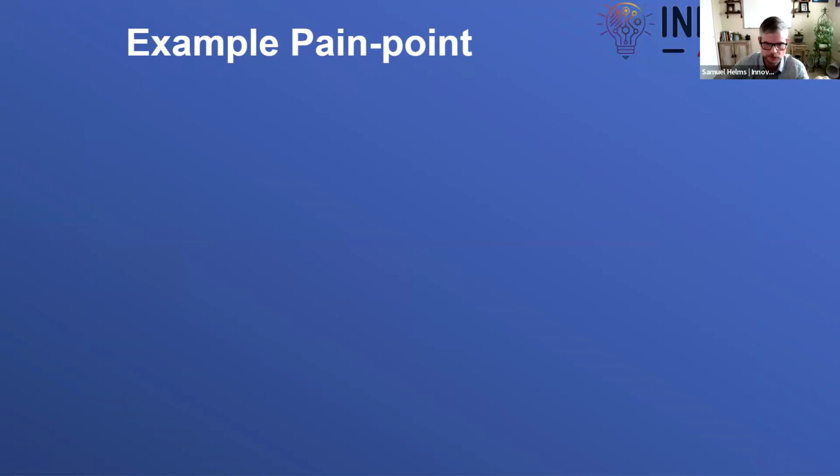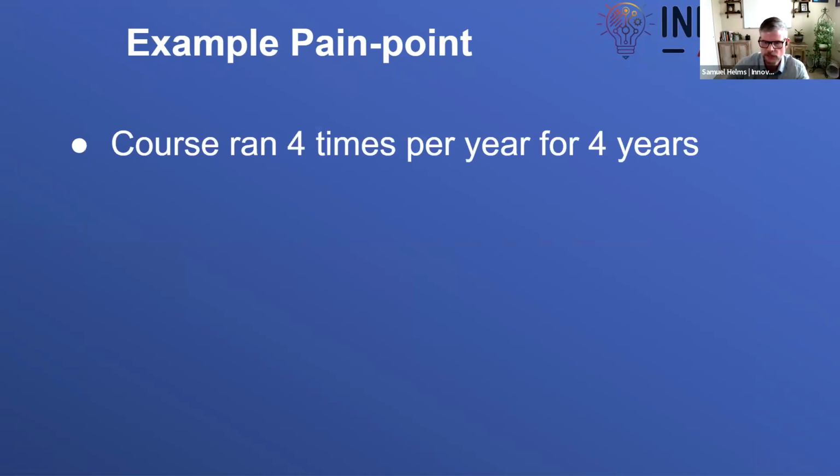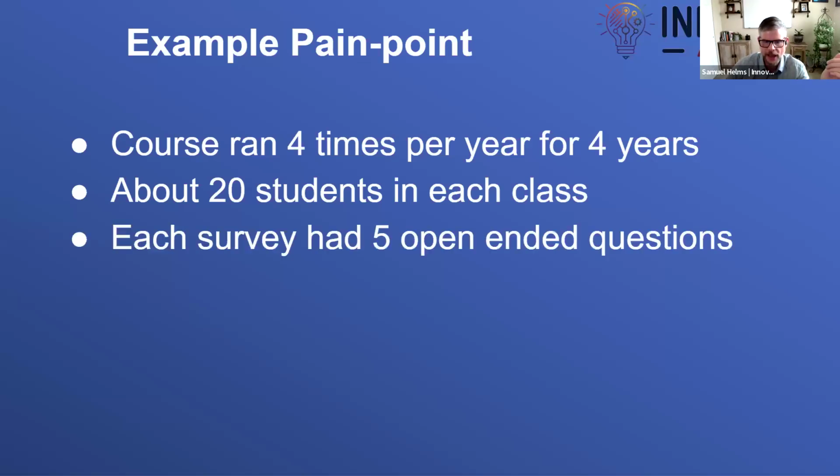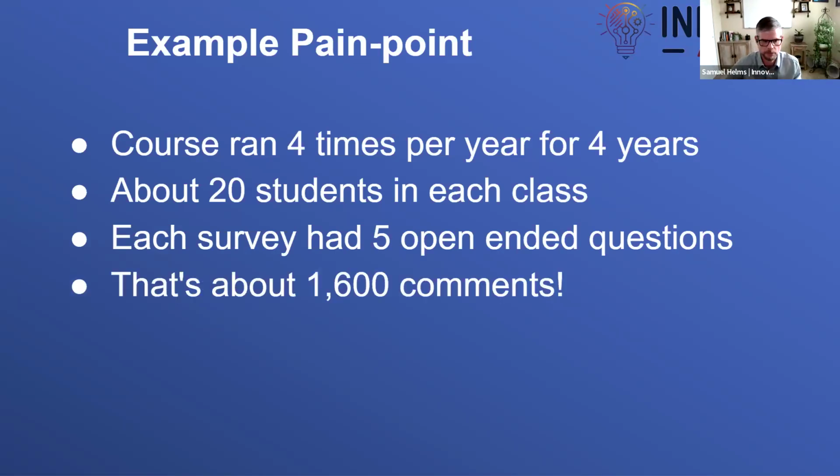Here's the problem, however. The course ran 4 times per year for about 4 years. So there are roughly, say, 20 students in each class. And each end of course survey, each faculty survey had 5 open-ended questions because we already had the analysis of the quantitative questions. Those came through very easily. We could put those in Excel and do whatever kind of magic in Excel we want. The qualitative answers, however, were a little bit trickier to do because we had to just read through them manually, right? So that's about 1,600 comments to read through.